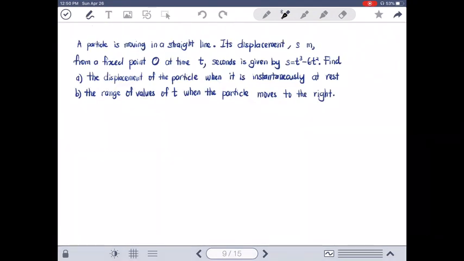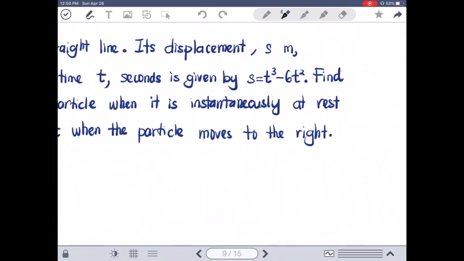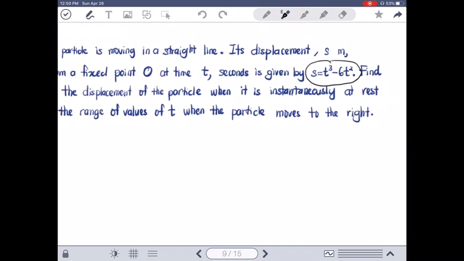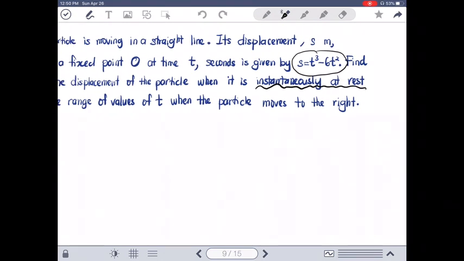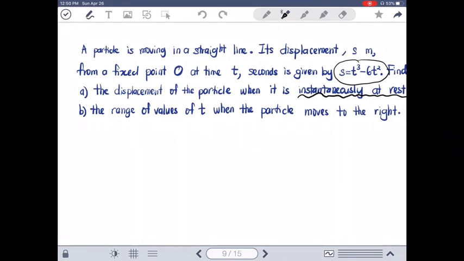Okay, now let's look at the next question. A particle is moving in a straight line. Its displacement s meter from a fixed point O at a time t seconds given by that. Find the displacement of the particle when it's instantaneously at rest, means that the object suddenly stops. Instantaneously at rest, is the value of t equals to 0? No. Is s equals to 0? No. So the object can move and suddenly stop. So what's confirmed 0 here is the velocity.